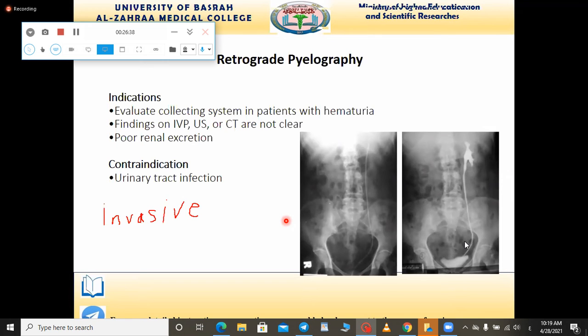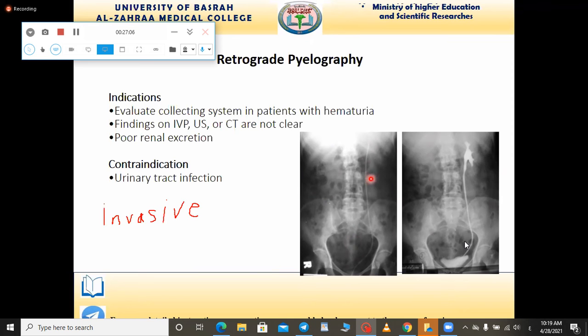Another imaging modality used in radiology we call collectively retrograde studies. Why retrograde? Because we use a special catheter inserted through the urethra. The first of them is retrograde biliography. This is the catheter. This is a KUB film. A special stent or catheter is introduced to the kidney.